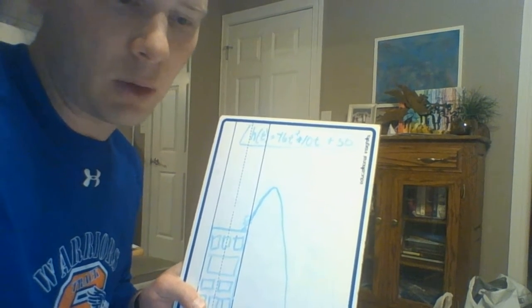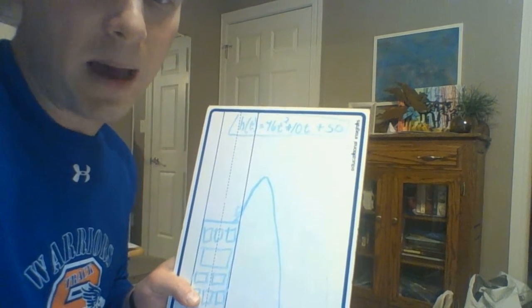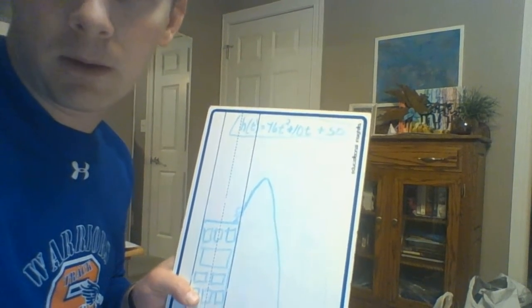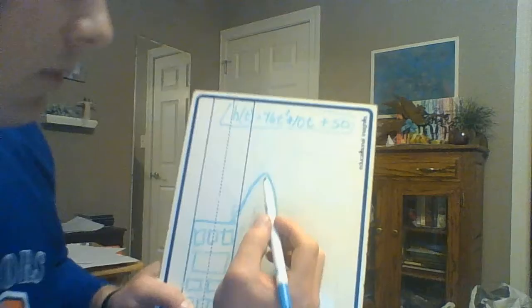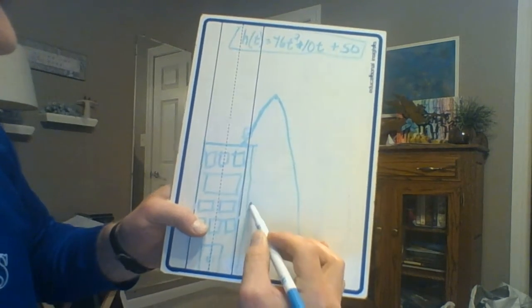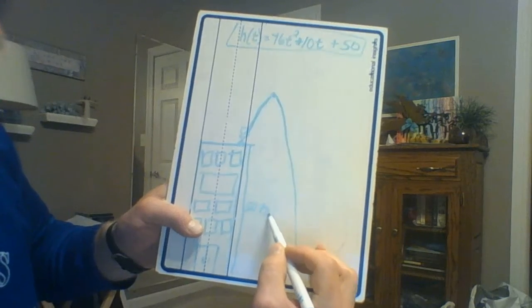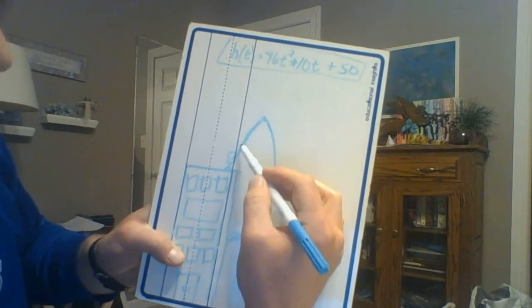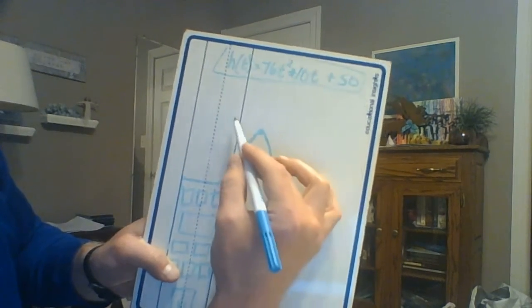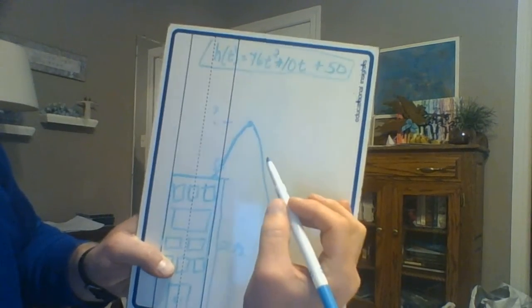Okay, so here's the next question I want us to do. What is the maximum height of the ball? What is this point right here? How high? We know from here down is 50 feet, and we know it got thrown upwards 10 feet per second. How high did it get to?